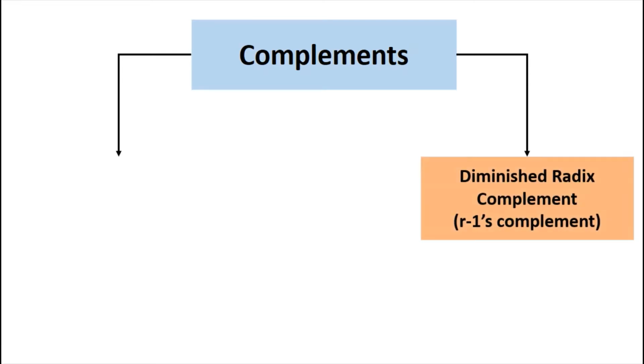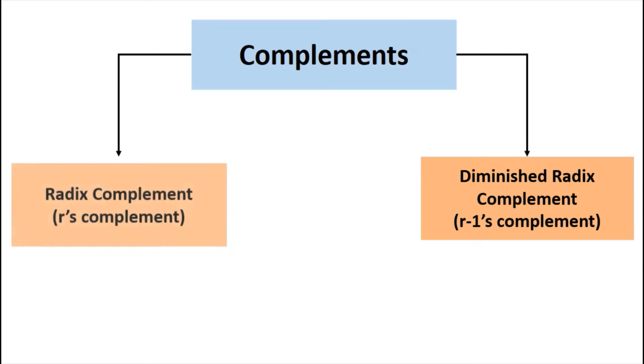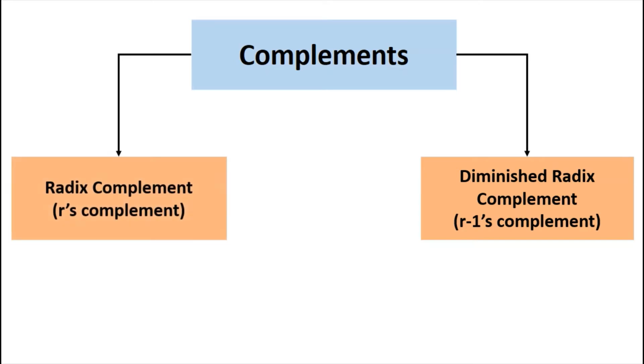So let us first understand the different types of complements. Mainly the complements are divided into two types. One is the diminished radix complement. If our base system is R, then the diminished radix complement is called the R minus 1's complement. The other one is the radix complement. If our base system is R, then the radix complement is called the R's complement. Here R indicates the radix, or in other terms we can call it the base also.